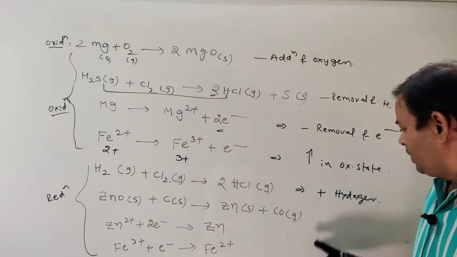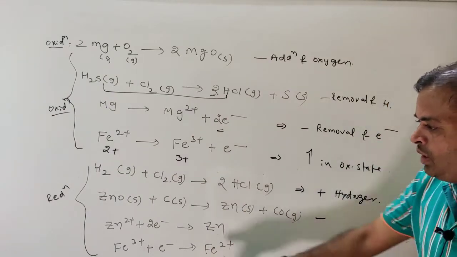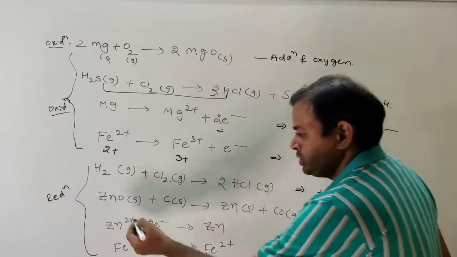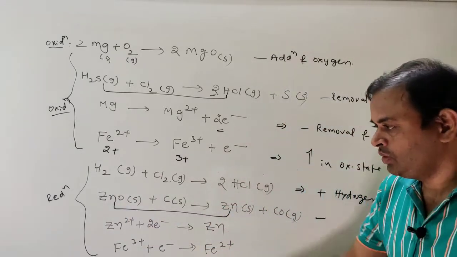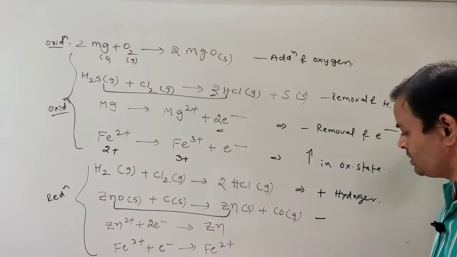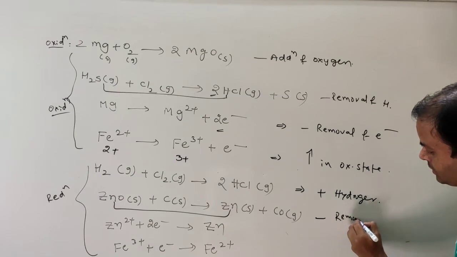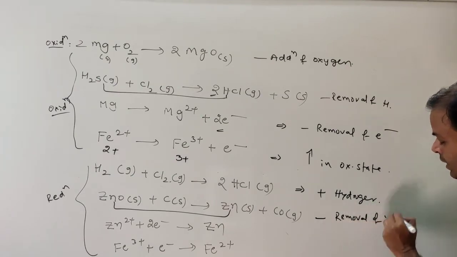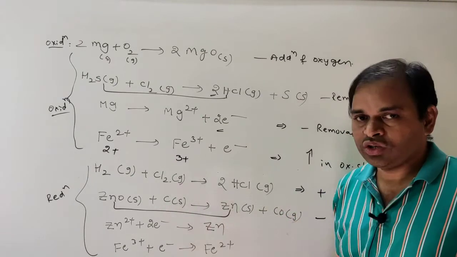Okay, now here zinc oxide is converted into zinc. What happened here? Removal of oxygen takes place. As removal of oxygen has taken place, that's why it is a reduction reaction.